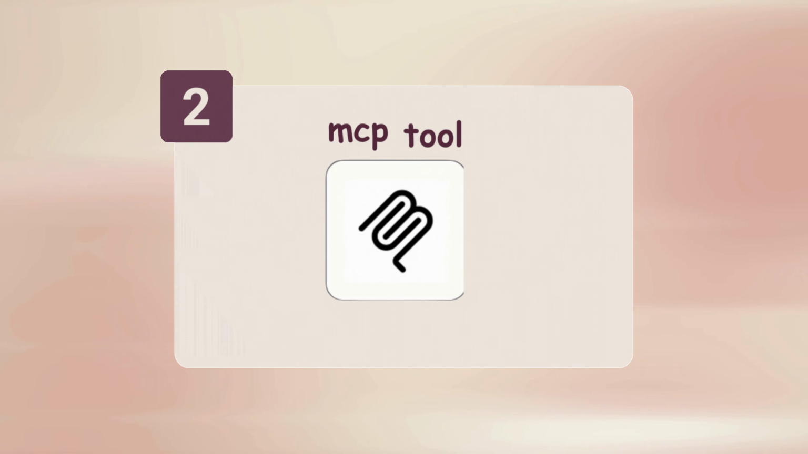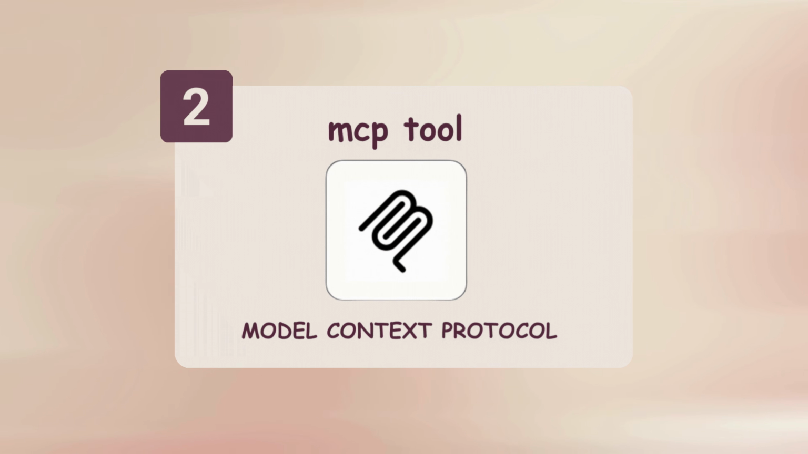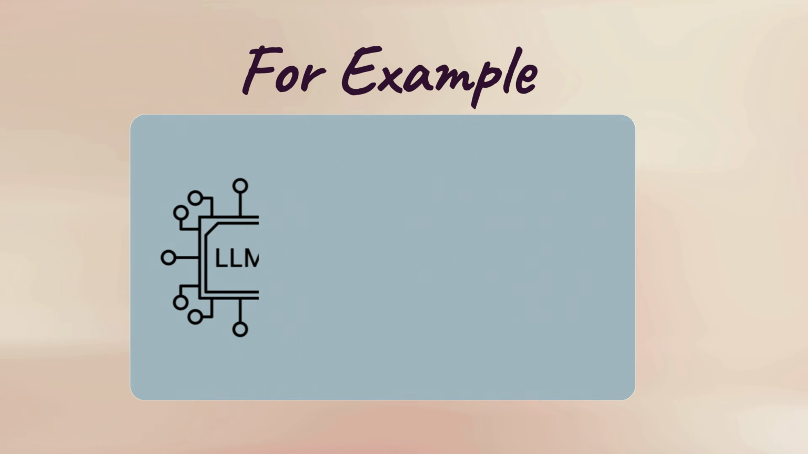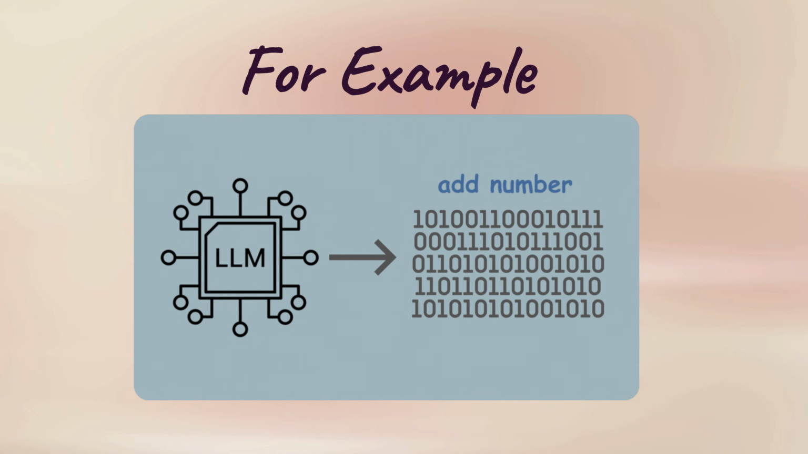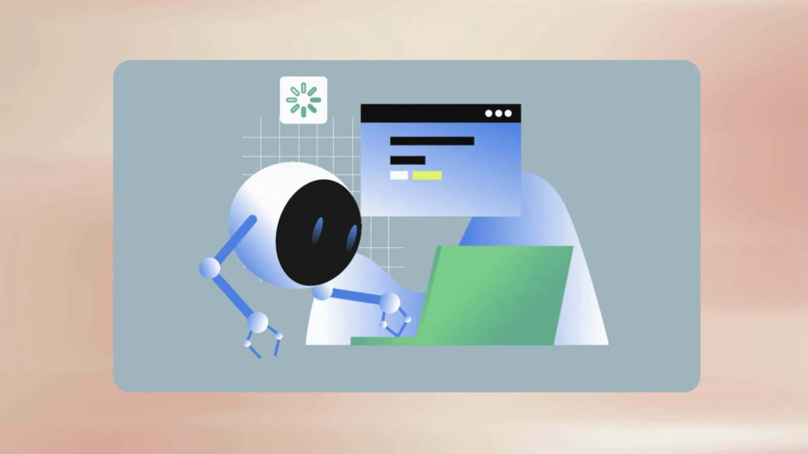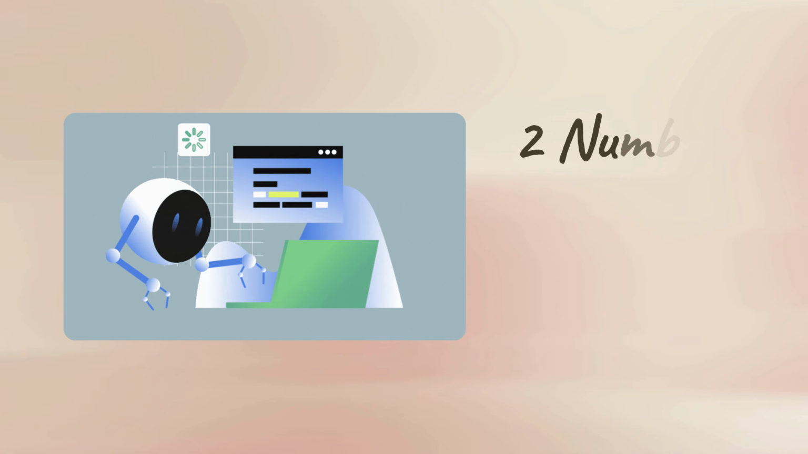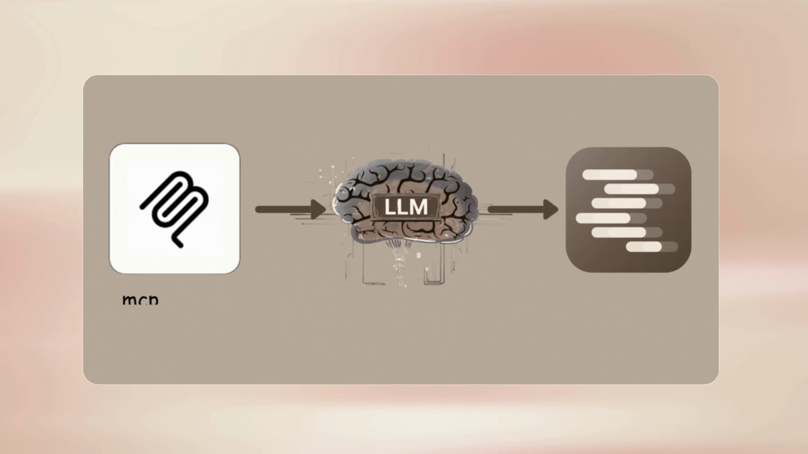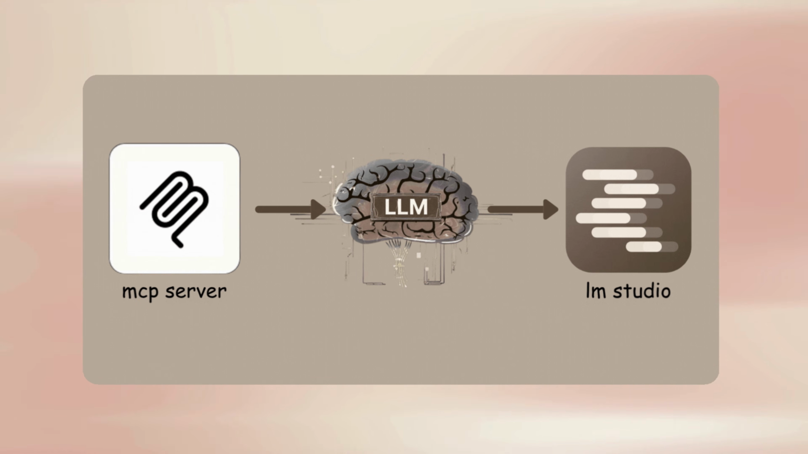The second thing is MCP, which is known as Model Context Protocol. It is a way through which we can make the LLM aware of the tools that we want to integrate. For example, let's say that I want my local LLM to add a number. So what I can do is create a function or a tool where we are going to add two numbers. We're going to give some context of what that tool is going to do, and then we're going to connect that MCP server to the LLM using LM Studio.